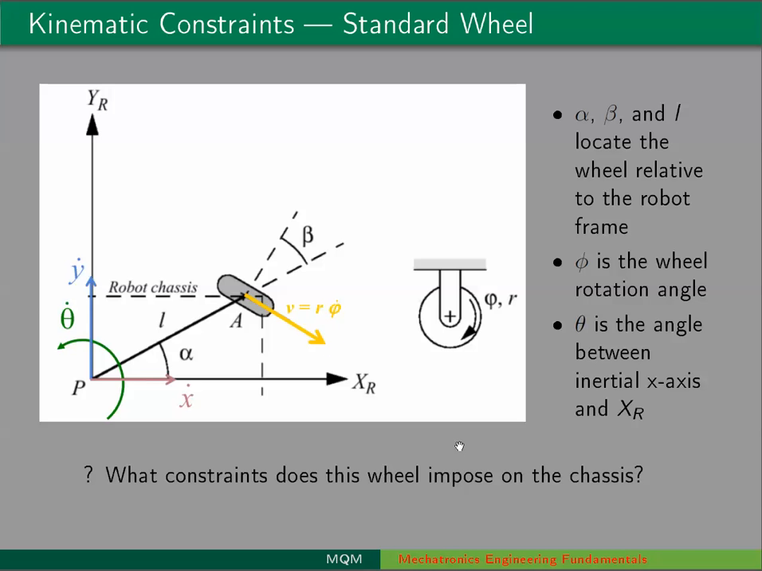So the question is, what constraints does this wheel impose on the chassis? So if we have a robot chassis with this wheel on it, what differential constraints, what constraints on the velocity does this wheel impose on the chassis? Give you a second to think about that. There are two of them. That's a hint. It imposes two velocity constraints. One of them is shown here in yellow.